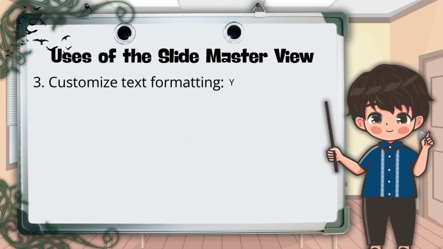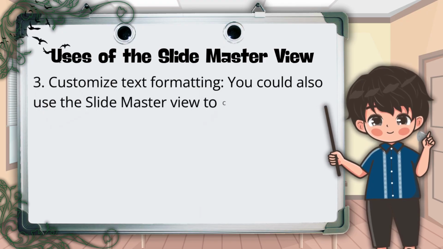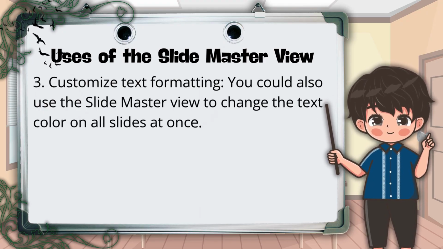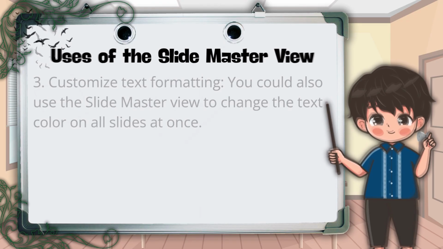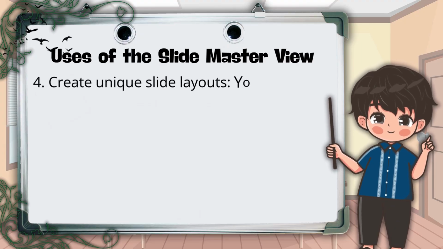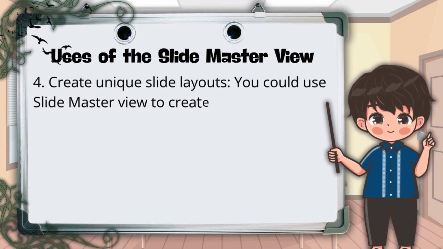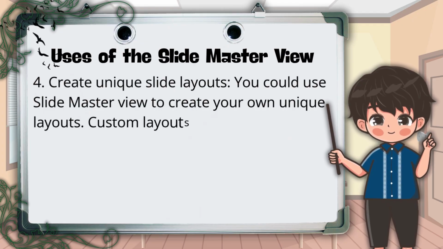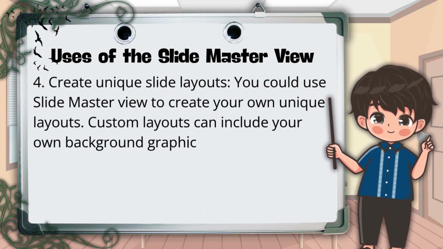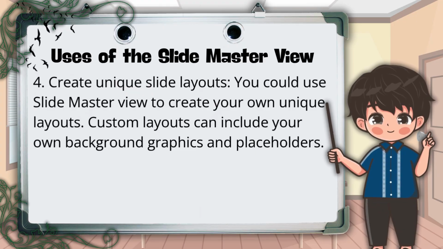3. Customize text formatting. You could also use the Slide Master View to change the text color on all slides at once. 4. Create unique slide layouts. You could use Slide Master View to create your own unique layouts. Custom layouts can include your own background graphics and placeholders.